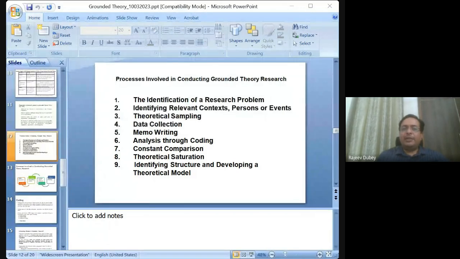So, in such a situation, where you find that it has not been much researched, we have to understand, as I told you, chronic illness amongst homeless adolescents. Now, this is something which has not been much understood. First you need to understand the context. Then you have to identify the persons, where you can locate them. These are important steps. And then comes theoretical sampling. Now, this is very, very important in grounded theory.